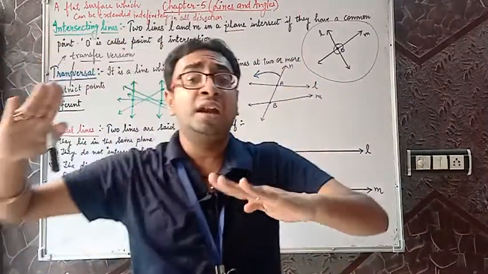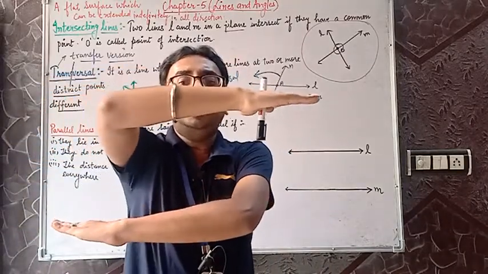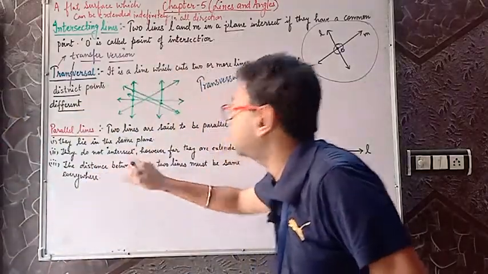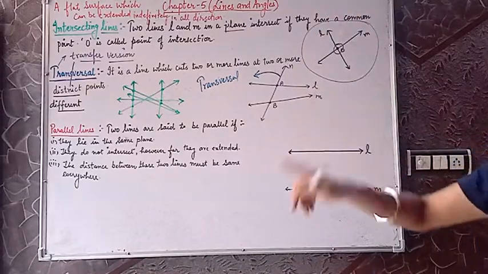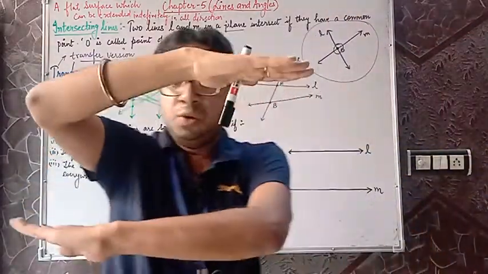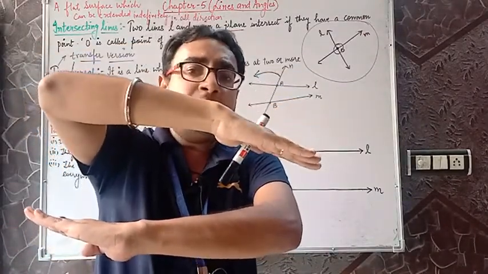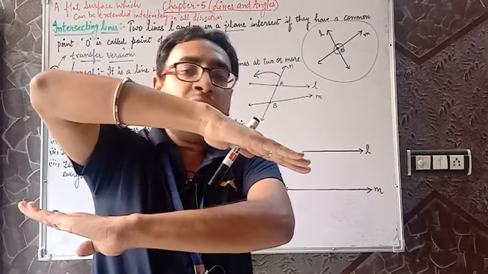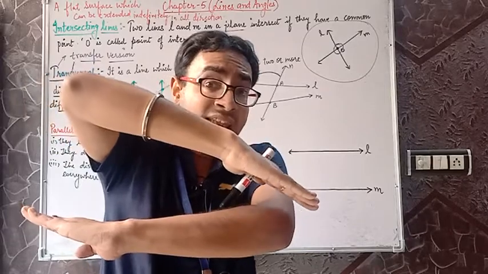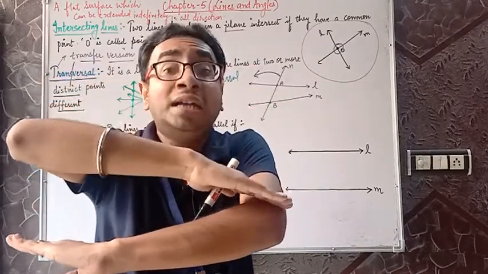How far they are extended? These are two parallel lines. Now if I extend them, are they intersecting? No, they will not intersect. The condition is they must not intersect however far they are extended. Also, the distance between these two lines must be the same everywhere. You can see the distance is the same everywhere. If I tilt my upper arm, there are no more parallel lines because the distance is not constant. If I extend, they will intersect. So my two arms are not parallel in this case.